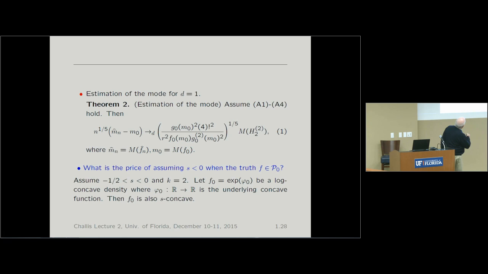First, for estimating the mode, I do know a limit theorem also for estimating the mode. The mode of this Rényi divergence estimator in one dimension converges at rate n to the 1/5, again with a complicated constant, and then the mode of that process, H2 second derivative. So that's a very beautiful limit theorem, I believe, because there's invariance there on both sides. Mode. Oh, that's cool.